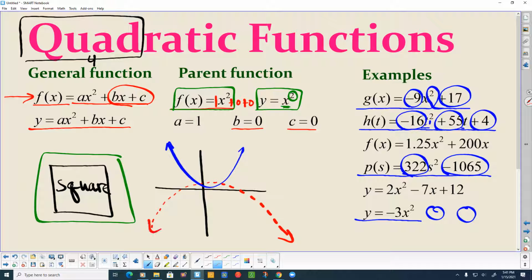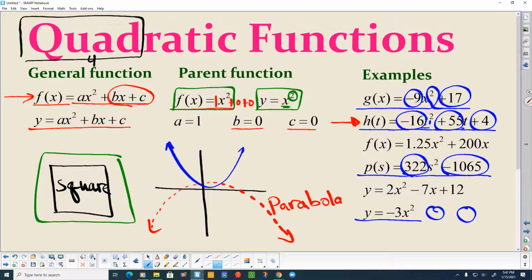The shape of this curve is called a parabola. P-A-R-A-B-O-L-A. If you've ever been on the Golden Gate Bridge, that is a parabola. That's a quadratic function. You know what the functions look like? This one will be very popular, powerful in IM2. You will do it quite a bit.